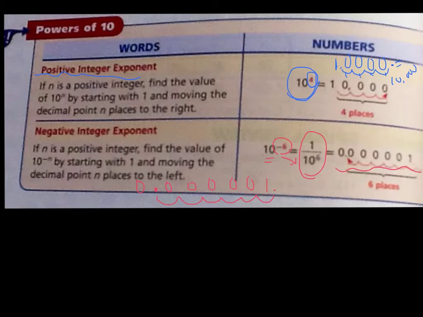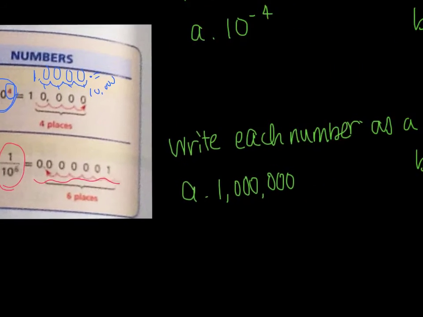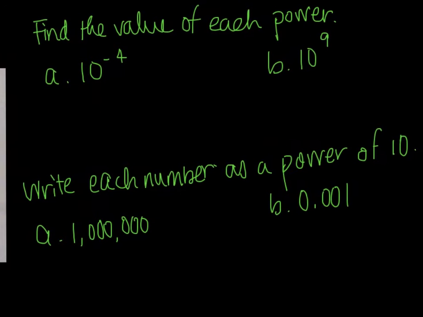So let's practice a couple of problems. Here is our first problem. Let's look at some of these ones where we need to evaluate them. We need to put them into a big, huge number. We need to see how big that number is or how small that number is. So we have 10 to the negative 4th.